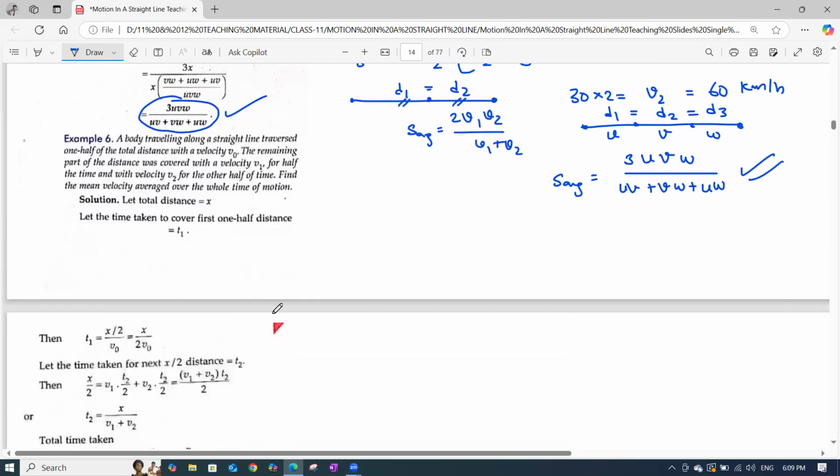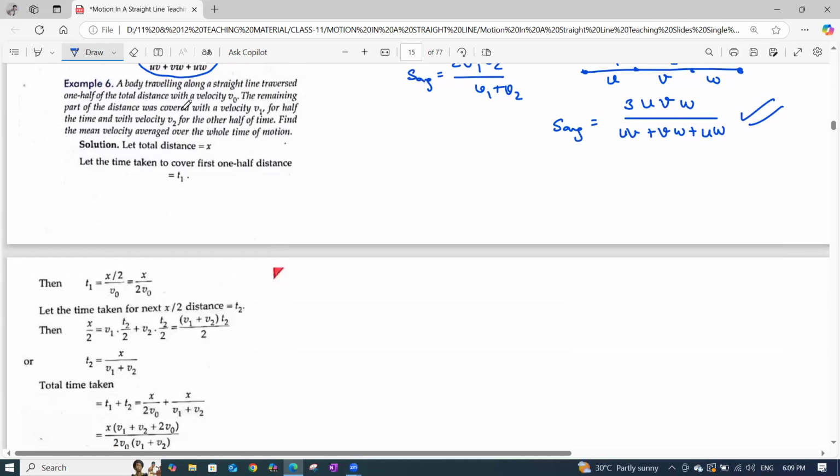Next, example 6. A body traveling along straight line traversed 1/2 of the total distance with velocity V0. The remaining part of the distance was covered with velocity V1 for half time and with velocity V2 for the other half time. Okay, graphically how we can mention. Okay, this is the point A. Let us consider it is traveling and it is reaching point B. What they are talking, it is going in a straight line. 1/2 of the total distance with velocity V0. So this is 1/2. This is half of the distance with velocity V naught.